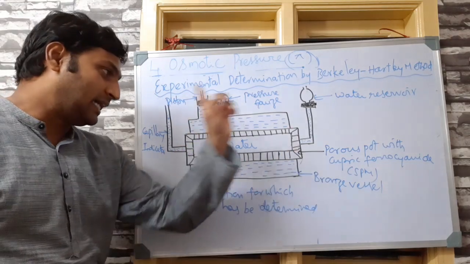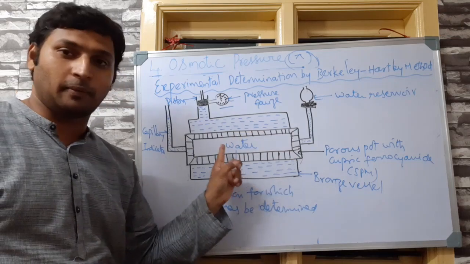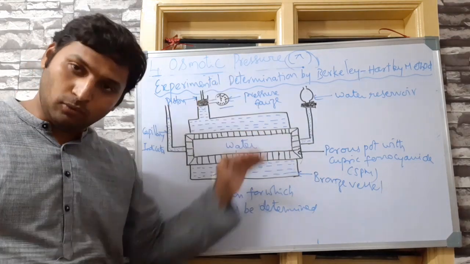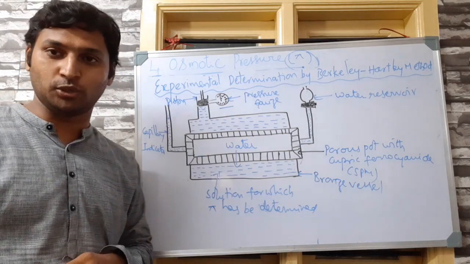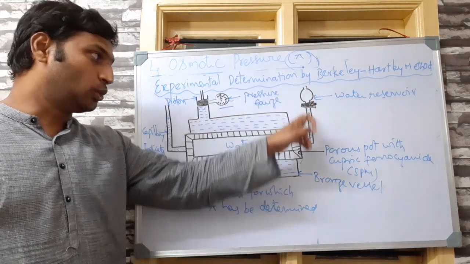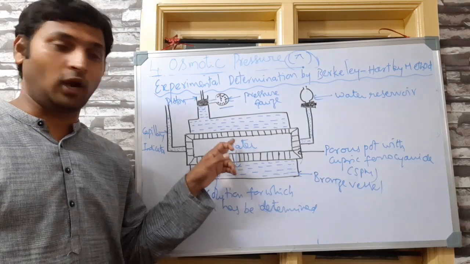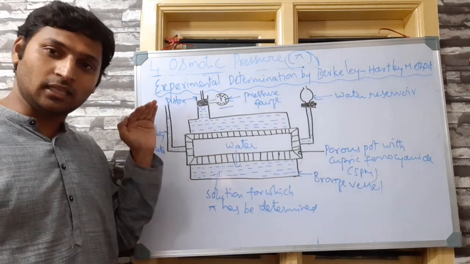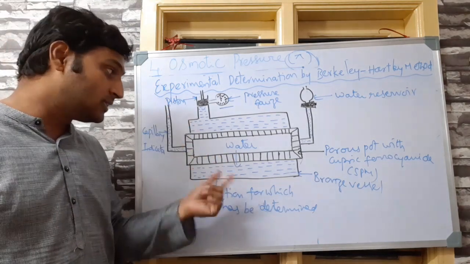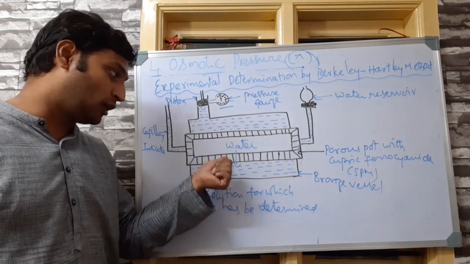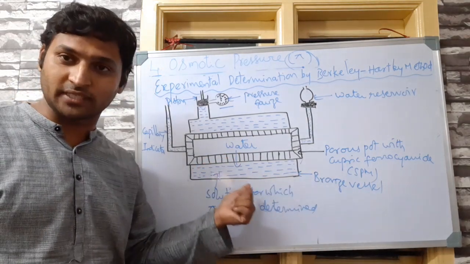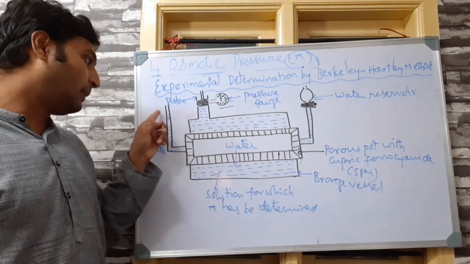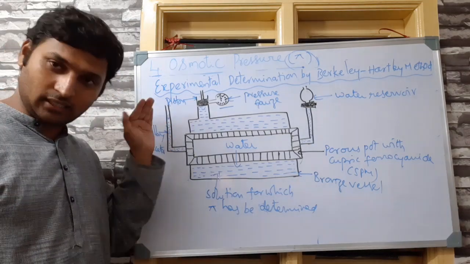The porous part contains cuprous ferrocyanide, the semi-permeable membrane, to allow the flow of solvent molecules as soon as the pure solvent is separated by the solution. Through this reservoir, we will fill the water, and in the capillary indicator there will be a water level. Once movement of solvent molecules starts through the semi-permeable membrane into this solution, which is filled in this outside bronze vessel, the capillary water indicator level starts decreasing.